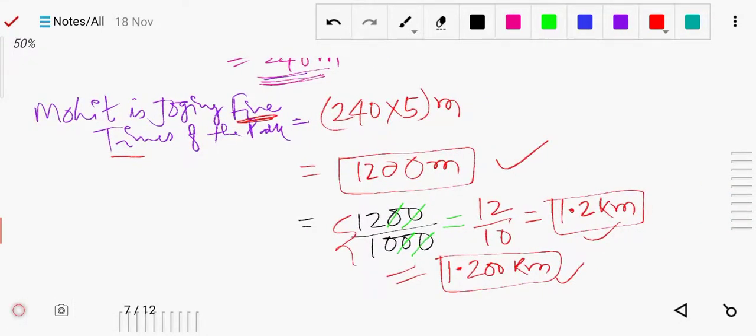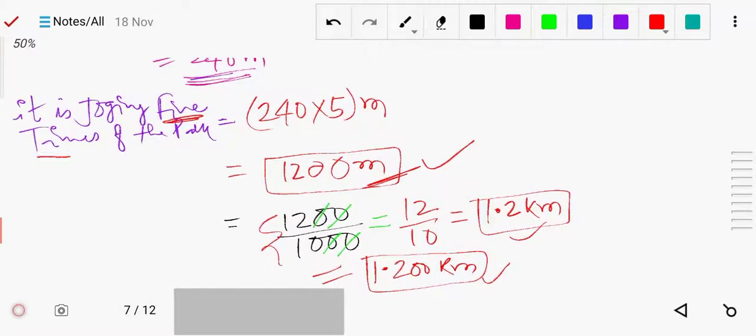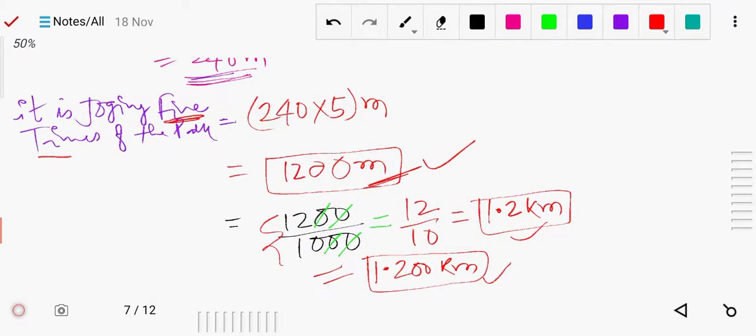So now this meter to kilometer we have converted. In 1 kilometer there is 1000 meter, so we divide by 1000, because we are converting from lowest to highest unit, so we have to divide. Already you know this conversion of units, then we got the answer.